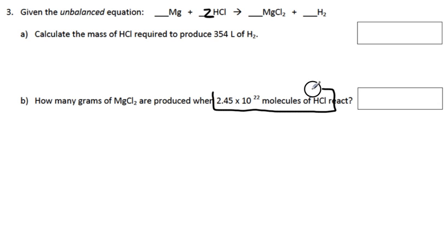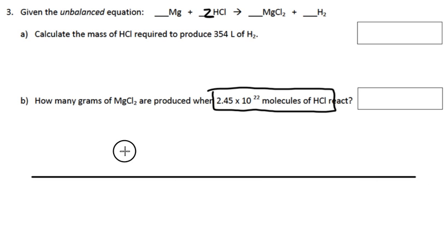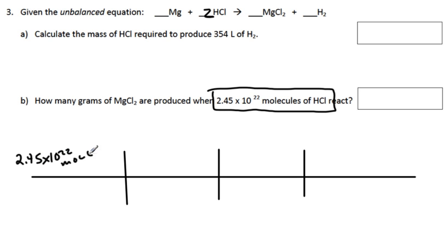Now, let's do this one. When you go to solve this problem, it's the exact same idea. The first thing I'm going to do is draw a grid, because everybody loves a grid. Bam, bam, bam. And then the next thing I'm going to do is take my given, 2.45 times 10 to the 22nd molecules of HCl, and put it right here.